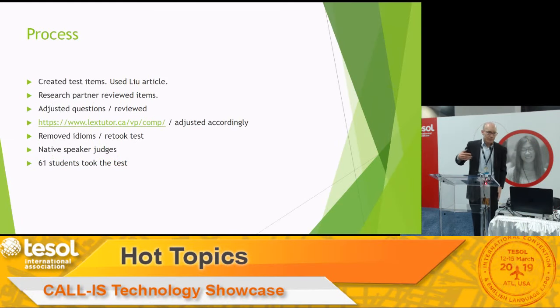And then the next step was to give it to native speakers. So my research partner and I gave the test to 3 British native speakers who went through the test and tried to do the same thing, finding if there was a lack of context or if there were any alternative answers. And then they gave us comments and we adjusted accordingly. Okay, and then finally, the students took the test. I had 61 students take the test so far.